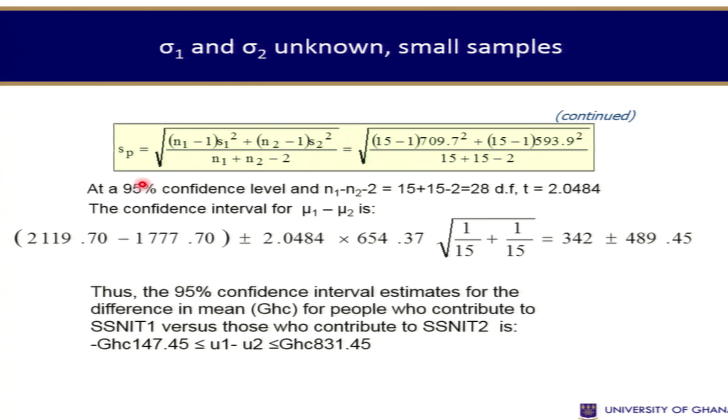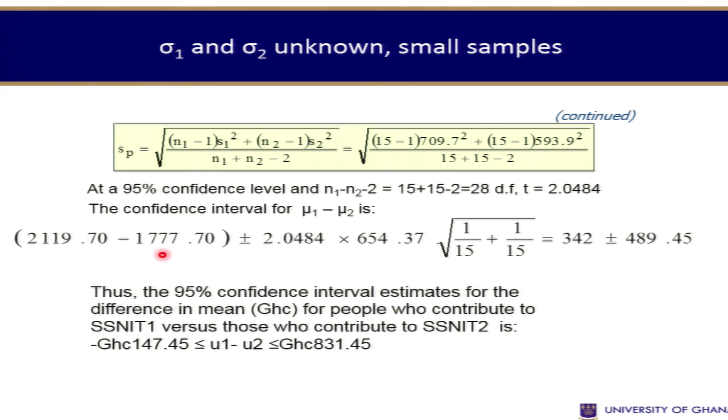So our solution will be such that, first of all, we try to find the pooled standard deviation. It gives us 15 minus 1, that is the first sample size, times its sample variance, 709.7 squared, plus the second group, 15 minus 1, multiplied by its variance, 593.9 squared, all divided by 15 plus 15 minus 2. And this will give us a value of 654.37.